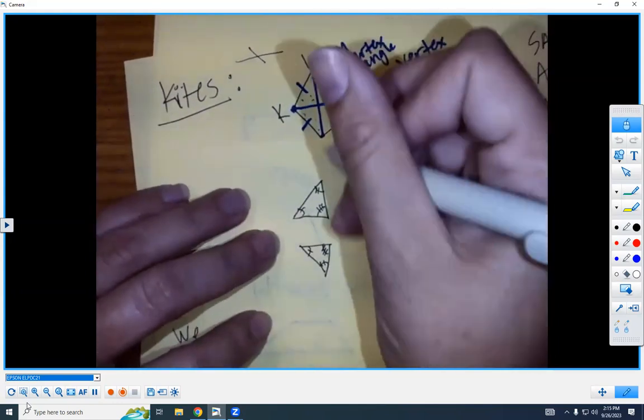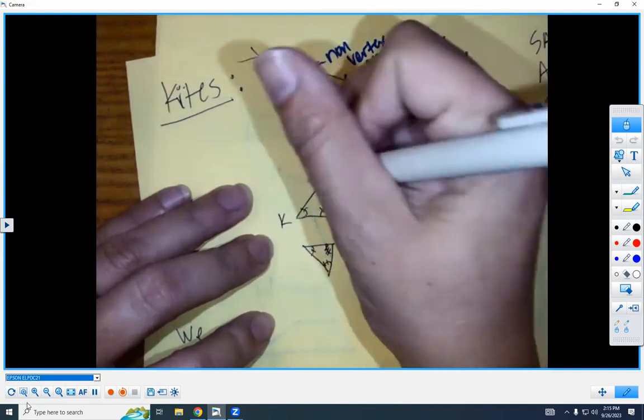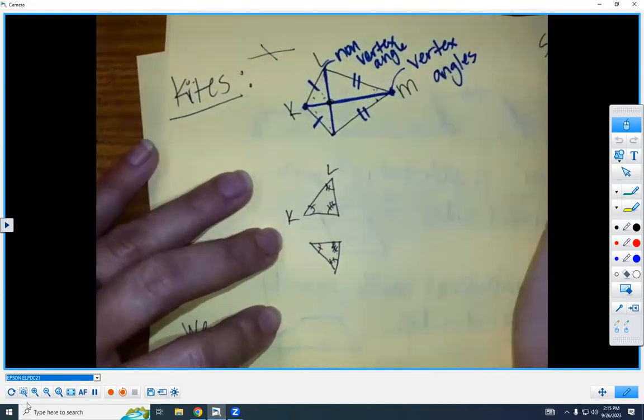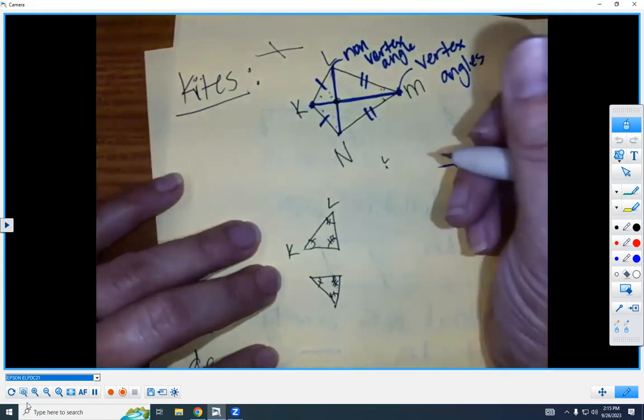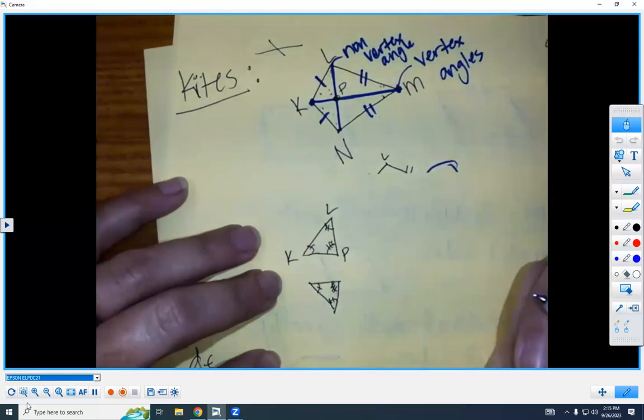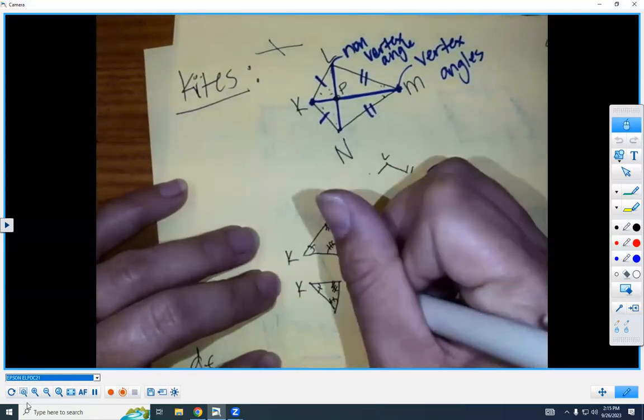So if I labeled my 2 triangles, this was K, L. We need a letter from the middle right here. What do you want to call that? P. We already have an N, a P. So KLP, and we have a KPN.